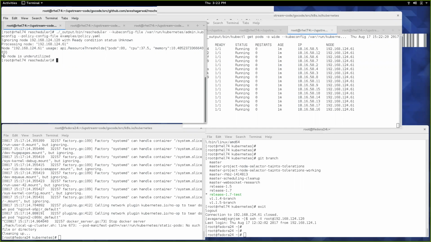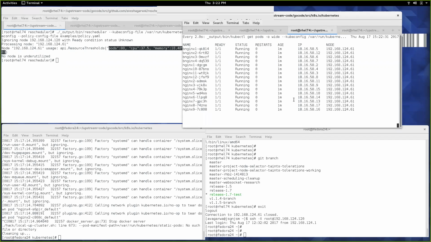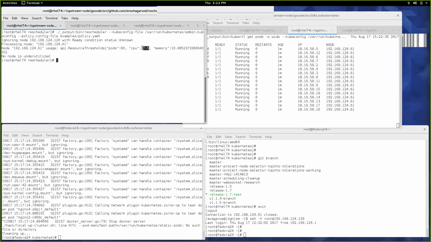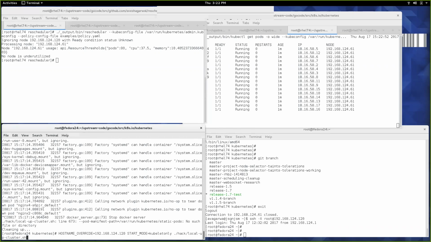See, it says no node is underutilized because there is only one node, and here it says how much the utilization is on that node. There are 80% pods because the maximum number of pods I have set is 20, and because there are 16 pods, it says 80. CPU is 37.5 and memory is only 10. But as long as one metric is above target utilization, that node is above target utilization. Now I'll restart that other node again.